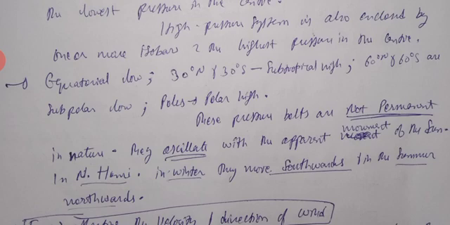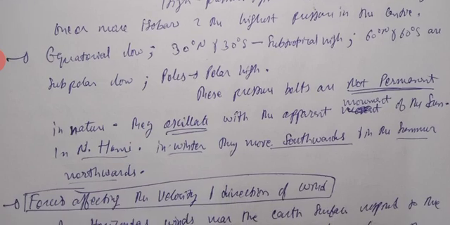Next point, equatorial low. The 30° north and 30° south of the equator are known as subtropical high. The 60° north and 60° south of the equator are known as subpolar low, and both poles, north pole and south pole, are known as polar high. Equatorial low is at 0°, where the equator passes.